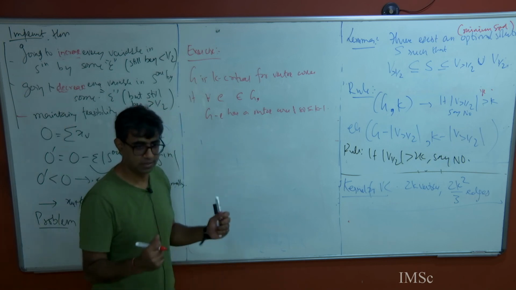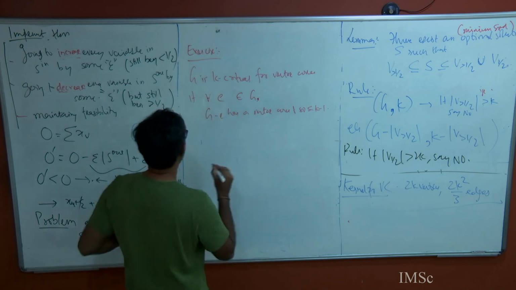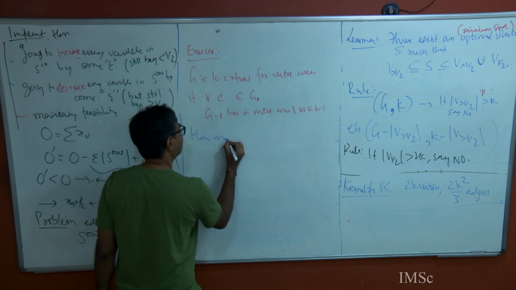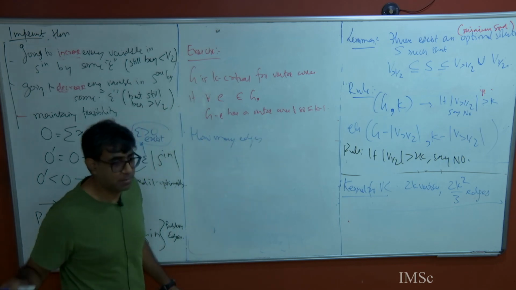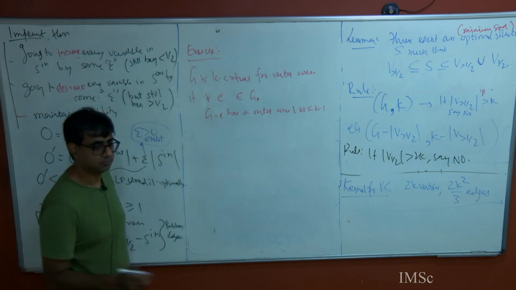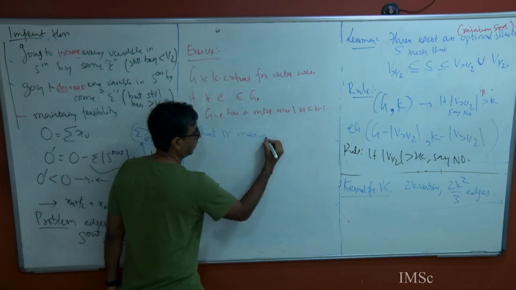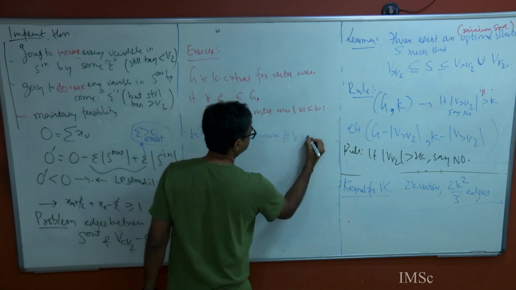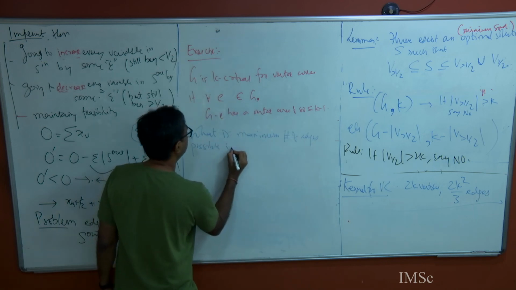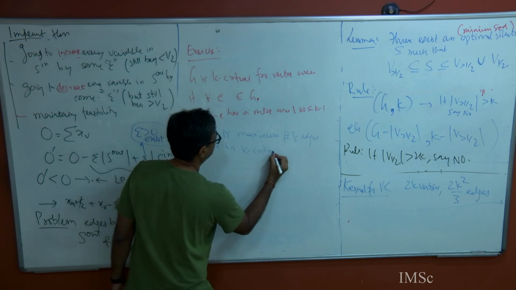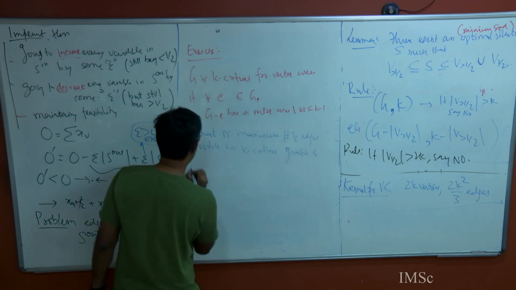Okay. So this is critical, in the sense that, my question is, how many edges, what is the maximum number of edges possible? I need an upper bound on the number of edges possible in a k-critical graph G for vertex cover.